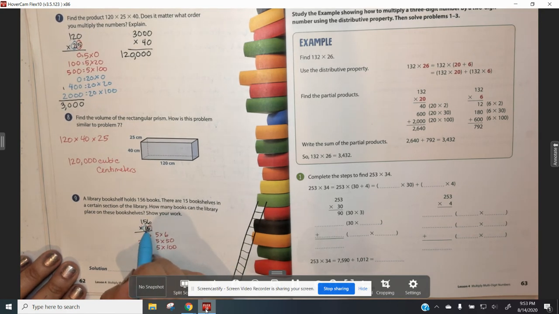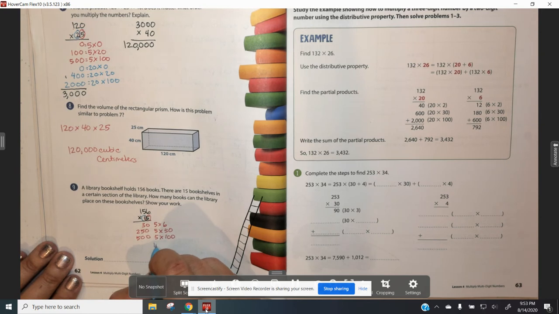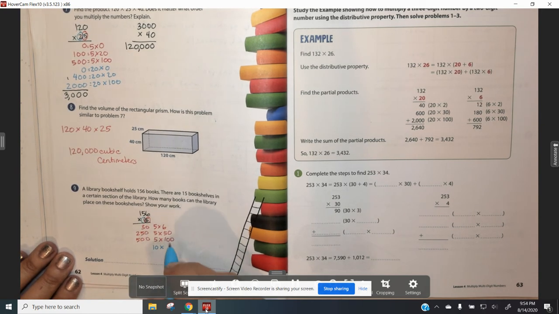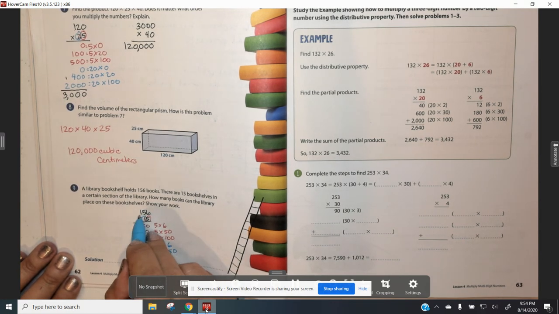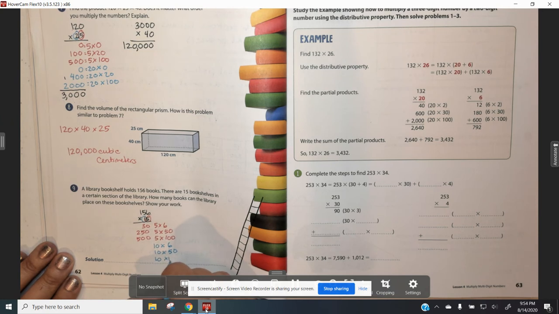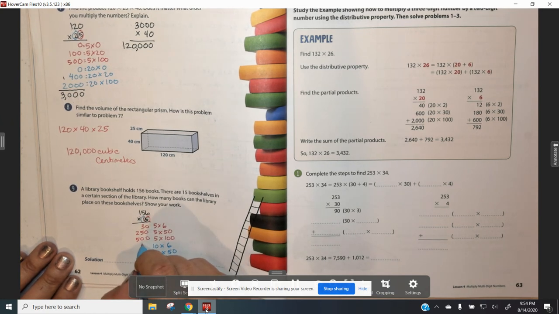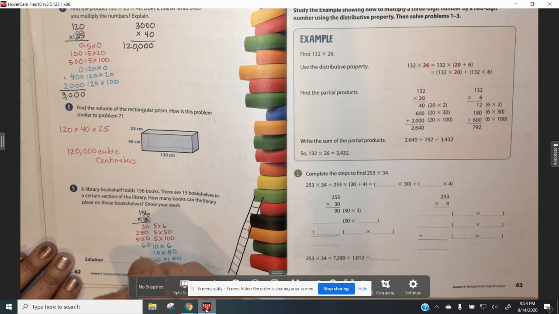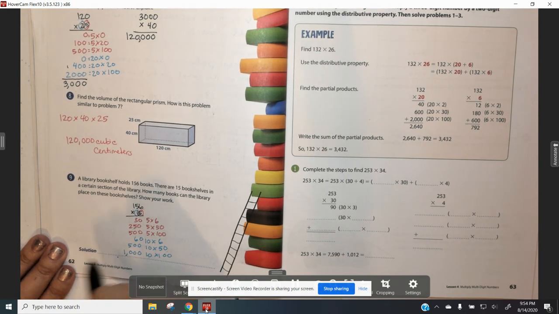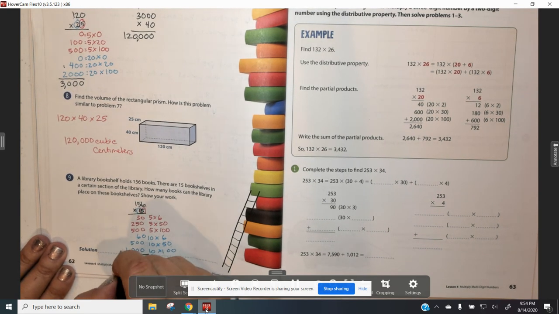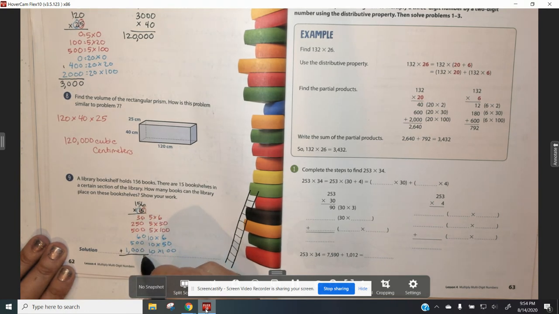Then I'm going to do my 10's place. There's a 1 in the 10's place, so it's going to be 10 times 6, 10 times 50, and 10 times 100. 10 times 6 is 60. 10 times 50 is 500. 10 times 100 is 1,000. Then I'm going to add all of my partial products together to get my final answer.